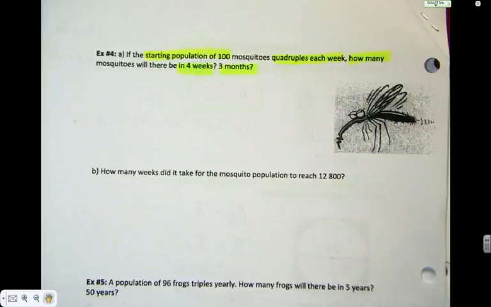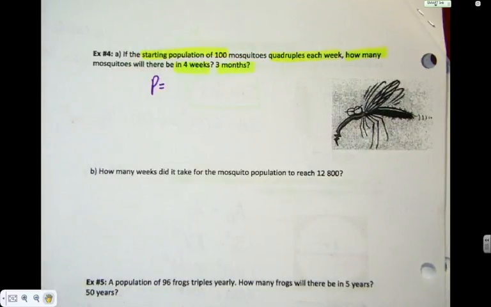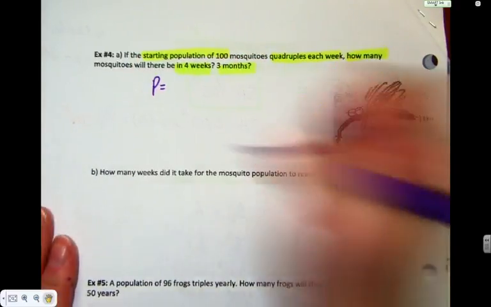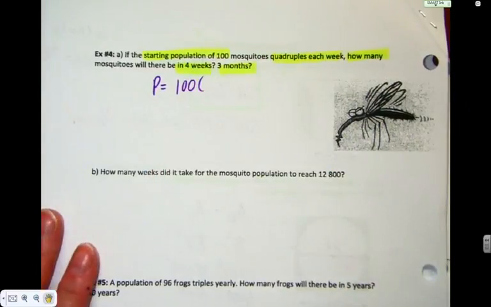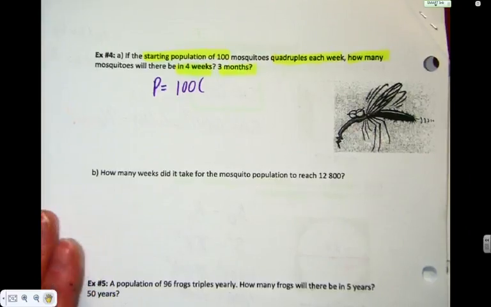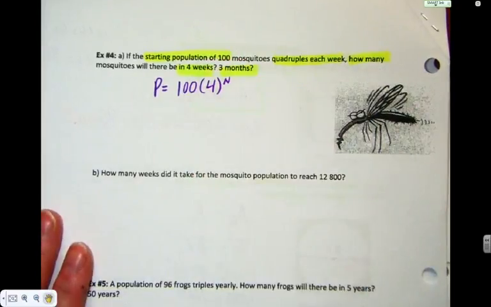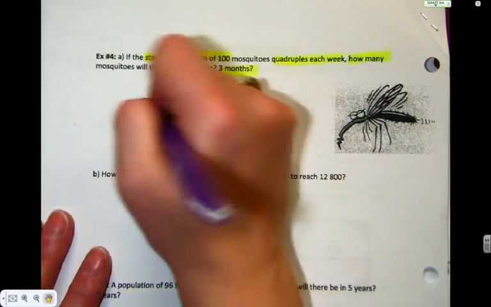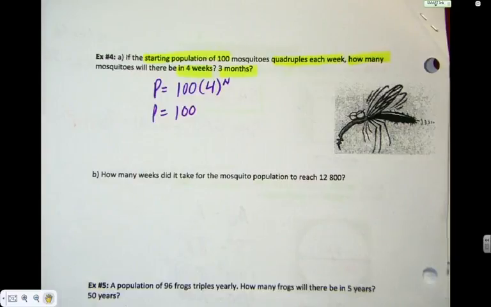Okay, so let's set out that formula. It starts with P, which stands for population. Then comes the starting amount, which in this question is 100. Then we need the multiplier. It's not always going to be 2. It was 2 in the last question because it said double. Here it says quadruple, which means it's times 4, and then n. What does n stand for? The time. We can use another letter, but typically we use n because it's number of weeks, number of months, number of days.